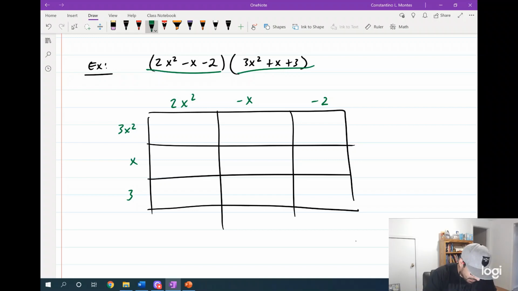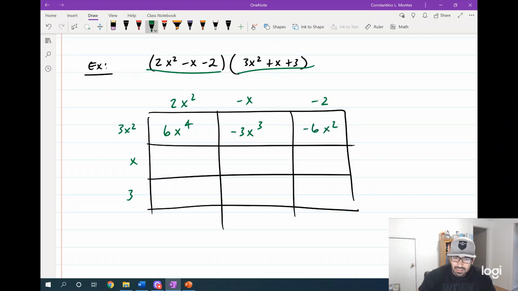2x squared times 3x squared, that's 6, because that's 3 times 2. And this will be x to the power of 4. X squared times x squared, you add those exponents together. Negative x times 3x squared is going to be negative 3x to the power of 3. I have x squared times x is going to be x to the power of 3. And then negative 2 times 3x squared is negative 6x squared.